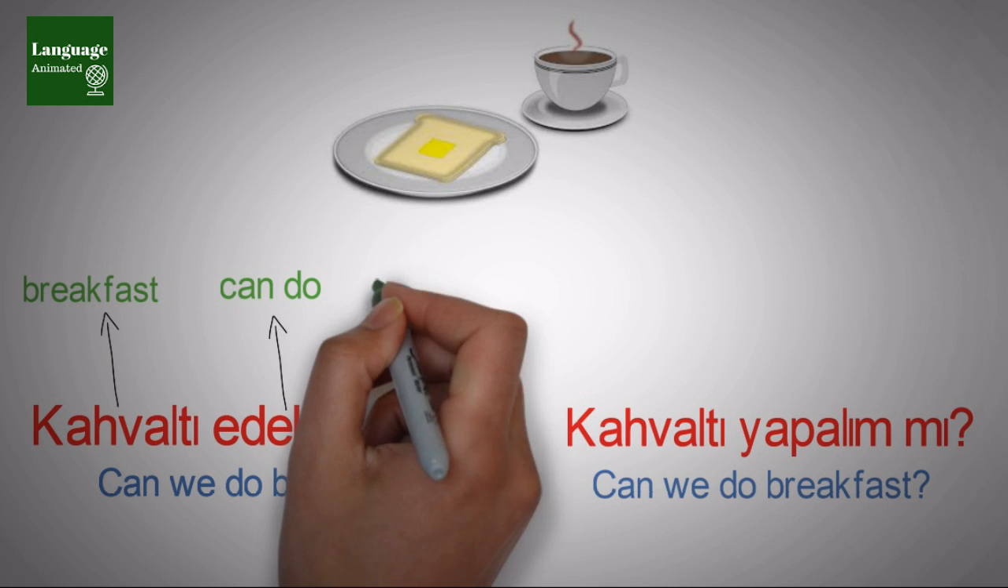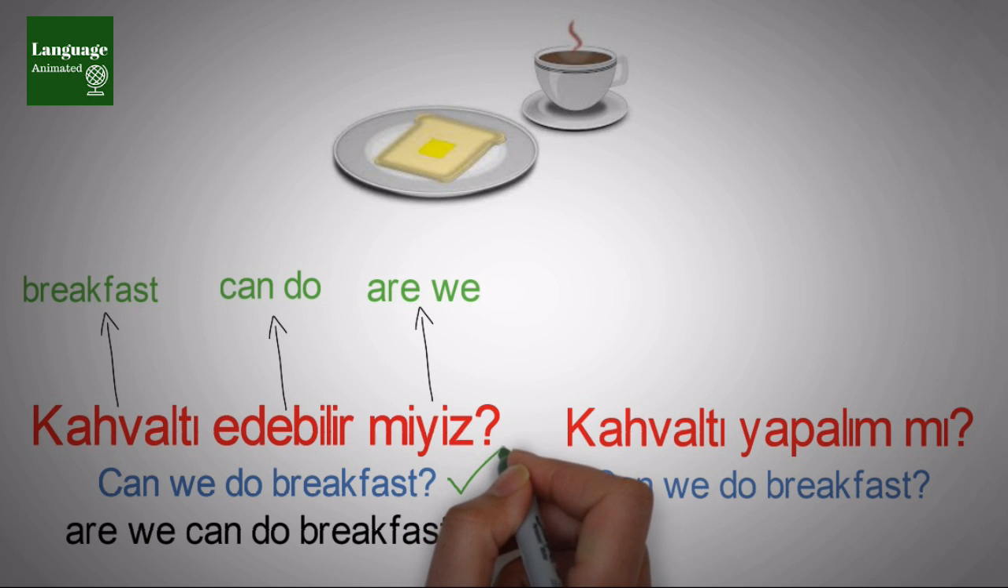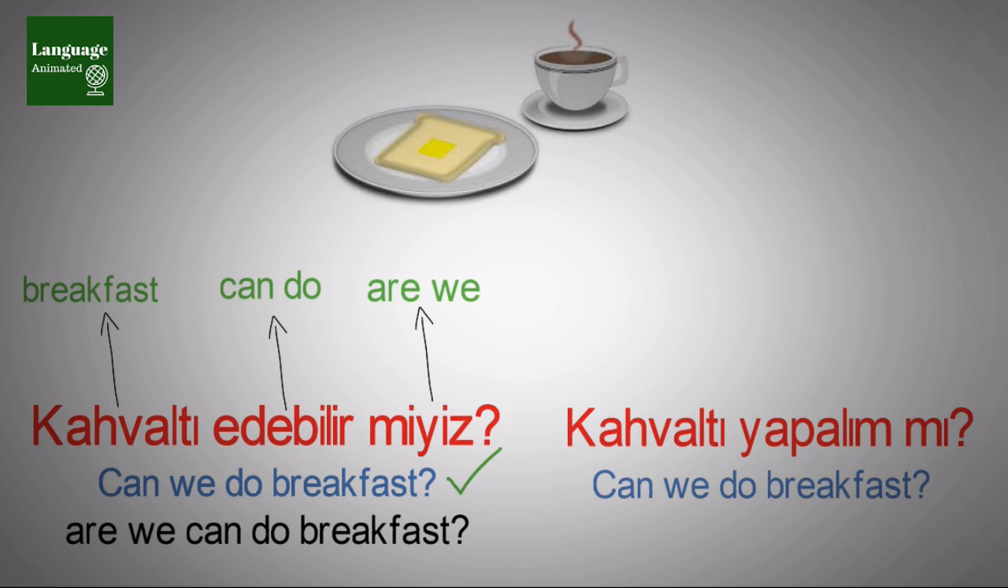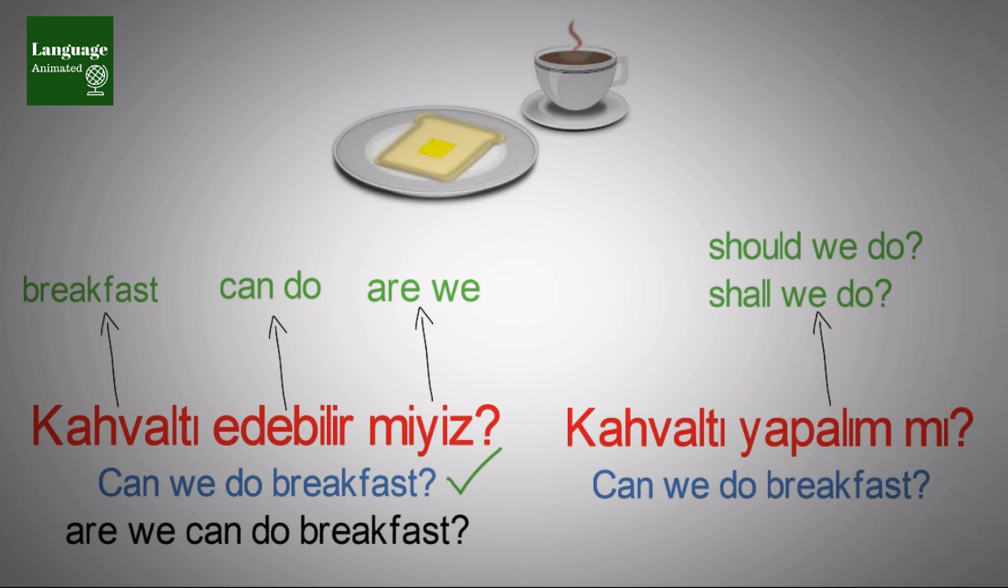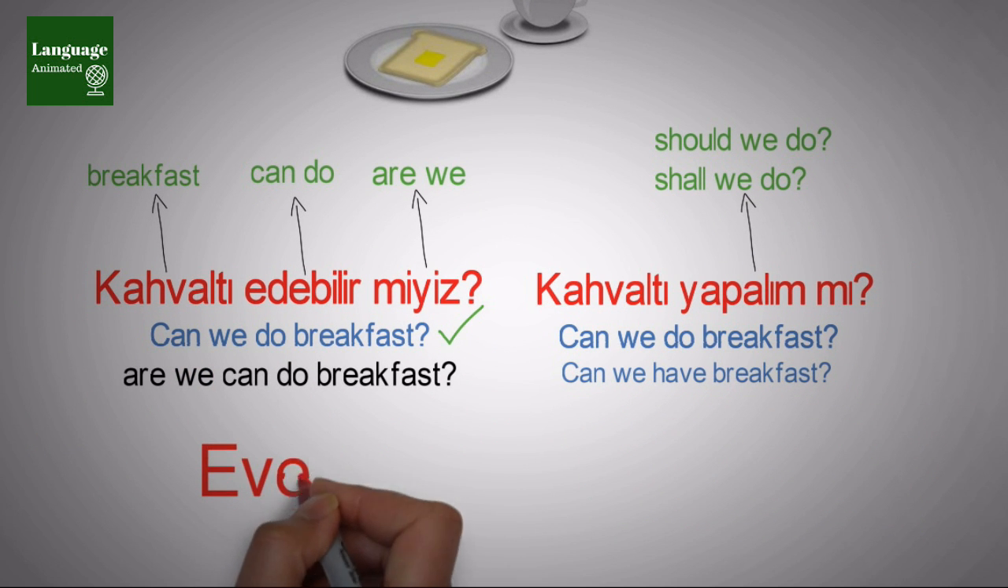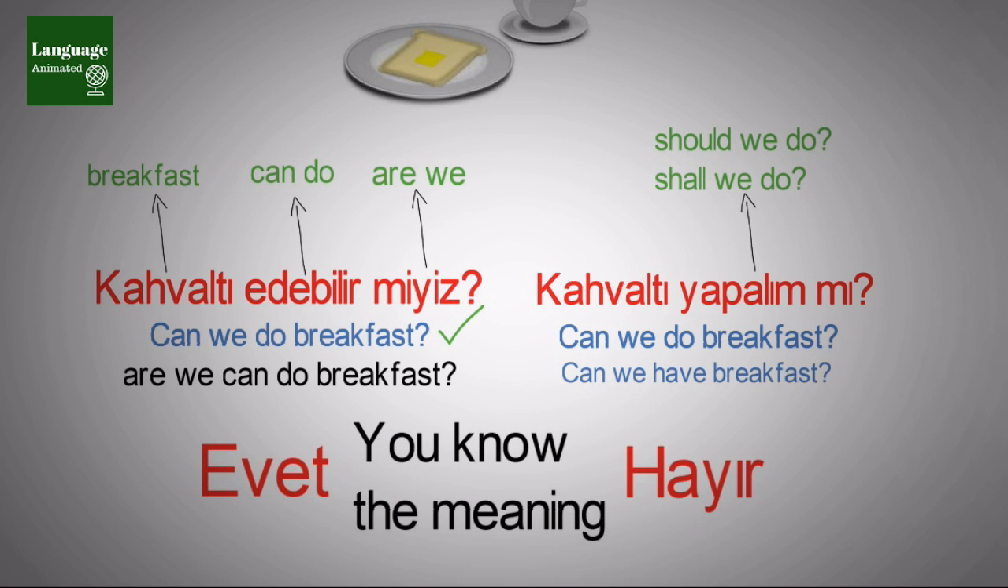And miyiz means are we? So are we can do breakfast? And of course the correct translation is can we do breakfast? And the other one kahvaltı yapalım mı means can we do breakfast? Or can we have breakfast? Yapalım mı means should we do or shall we do, but it's used for can we have breakfast? Okay? And you can say evet or hayır, and you know the meaning of them.